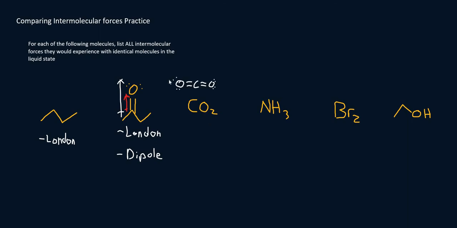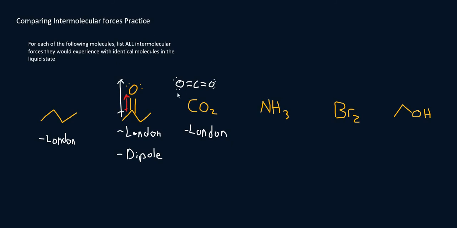So here you go. Here's your Lewis structure for carbon dioxide. If you paused or didn't pause the video, I don't really care either way, it's just a helpful hint. So here's our Lewis structure. We know right off the bat that we're going to have London forces for carbon dioxide, because all covalent molecules have London forces. So we know that we have our London forces.